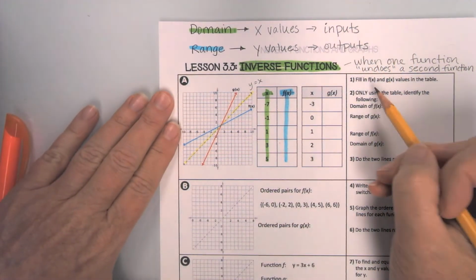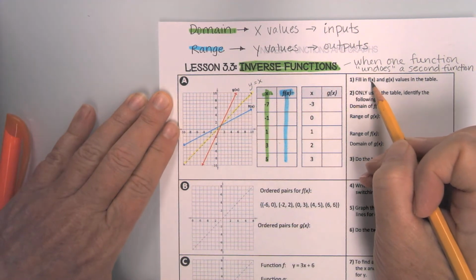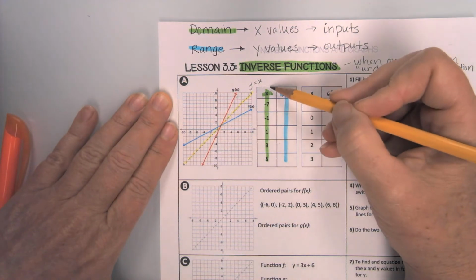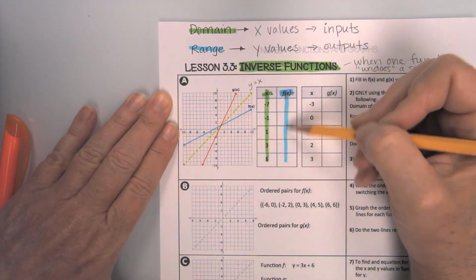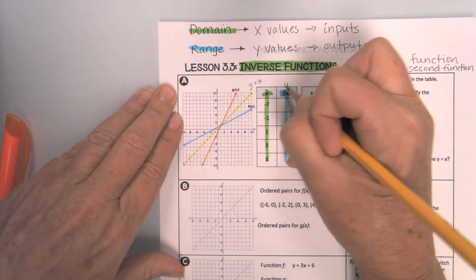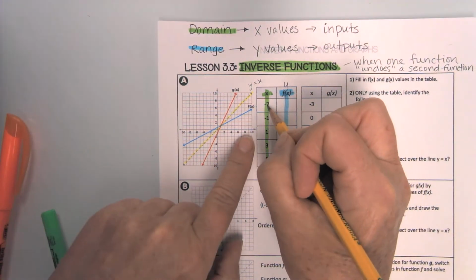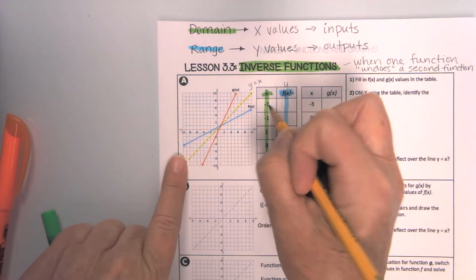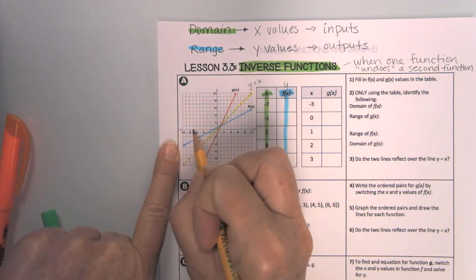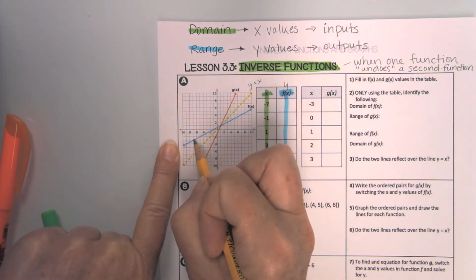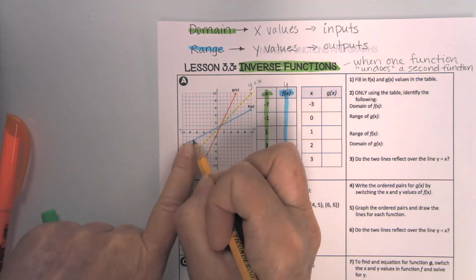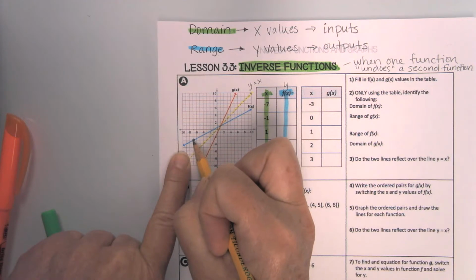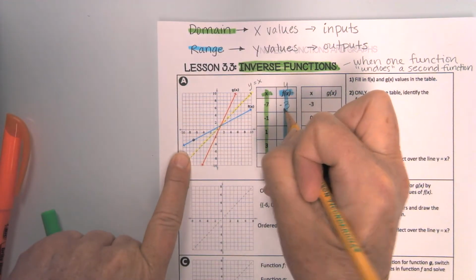So in number 1, they want us to fill in f of x and g of x values in the table. Notice I already have my x values. Now I want to find my f of x values, which is technically our y. Remember, we just use different names. So when x is negative 7, here's negative 7 on my x. What is my y value? It is negative 3. Here's my point. This is the point they're asking for.